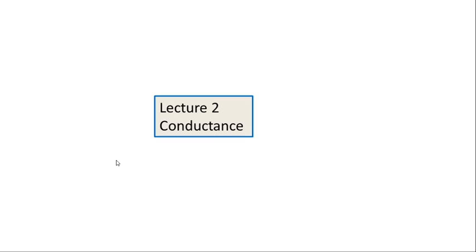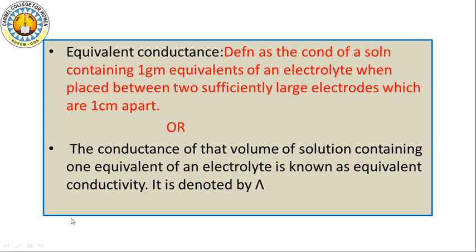In the last lecture we have studied about conductance, specific conductance, and we have also studied about the units for conductance and units for specific conductance. In this topic we are going to study about equivalent conductance. What is equivalent conductance? It is defined as the conductance of a solution containing 1 gram equivalent of an electrolyte placed between two sufficiently large electrodes which are 1 centimeter apart.